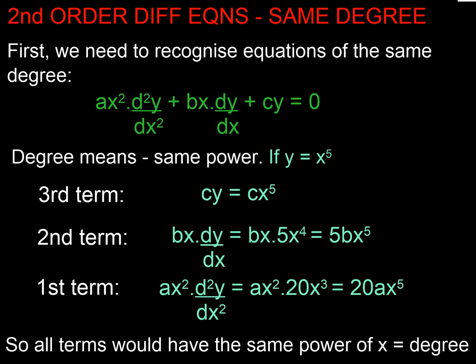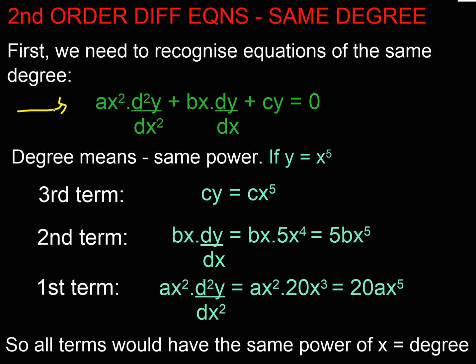But first, we need to be absolutely clear what we mean by same degree. So here's the equation. Let me suggest that I used a trial solution, y equals x to the 5. Well, this term cy would be cx to the 5. And if I looked at the next term along, bx times dy by dx, what would that become? Well, I get my bx, then I get my differential, and the differential of x to the 5 is going to be 5x to the 4. So what do I get? When I tidy that up, I get 5bx to the 5.